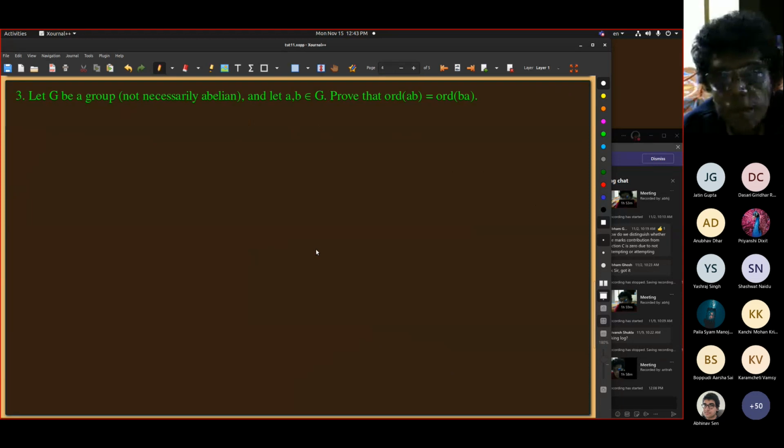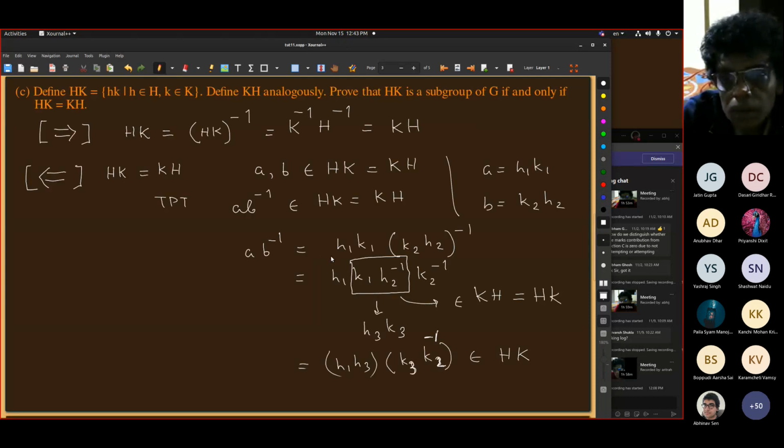Sir, can we proceed in the previous question like we can write KH equals K inverse H inverse, and then K inverse H inverse is equal to HK whole inverse. And since KH equals HK, then HK whole inverse equals HK. So in this way, we can say that HK equals HK whole inverse. So HK is a subgroup. No, it's not one way. I mean, this is not a two-way implication.